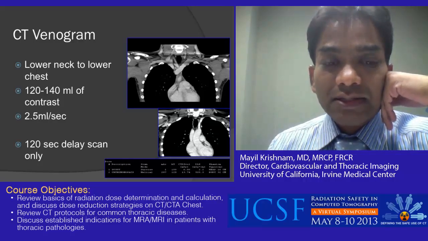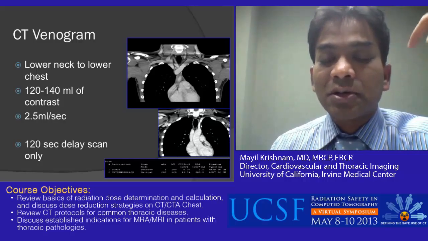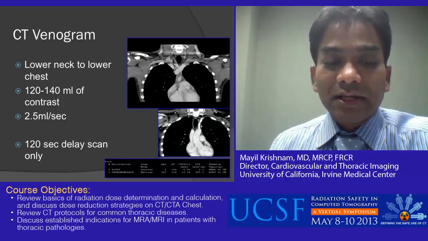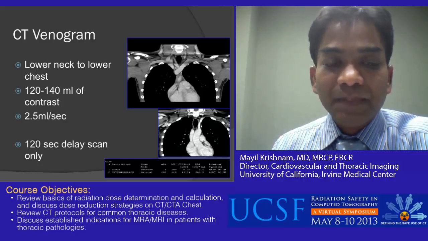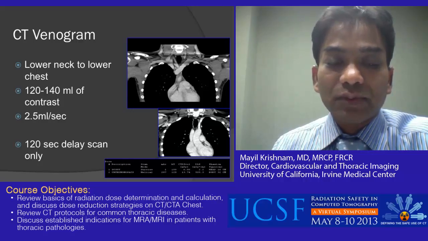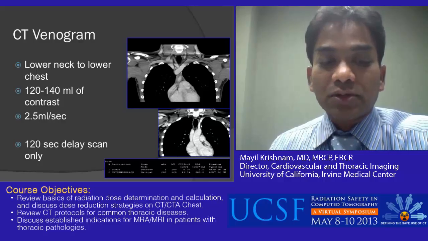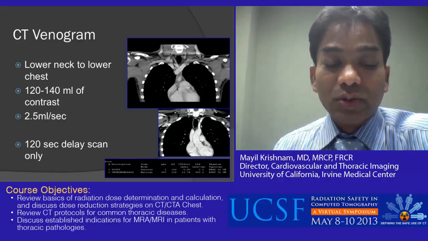Rarely you may get CT venograms, and it is important your tech should understand the protocol for this, so that we don't want repeat studies, as well as not like triple phase scans. Here we scan from lower neck to the lower chest. We don't need an entire chest, because the idea is to cover the SVC and the right atrium, and also the brachiocephalic veins, subclavian veins, and lower jugular veins. And we give a contrast of 120 to 140 ml of contrast at an injection rate of 2 to 2.5 ml per second, and do only one scan at 120-second delay.